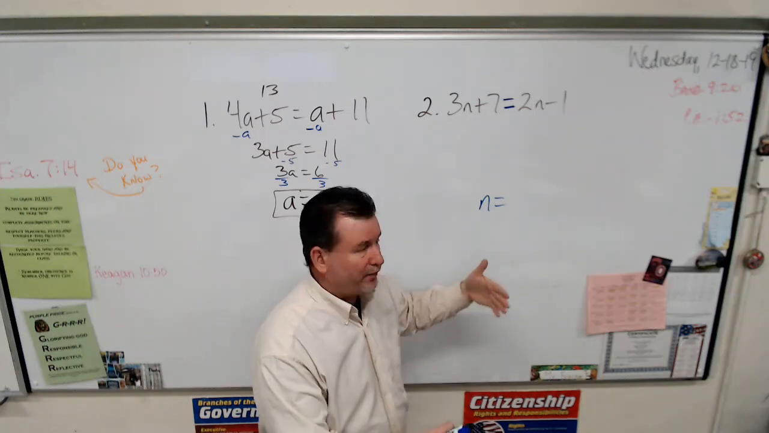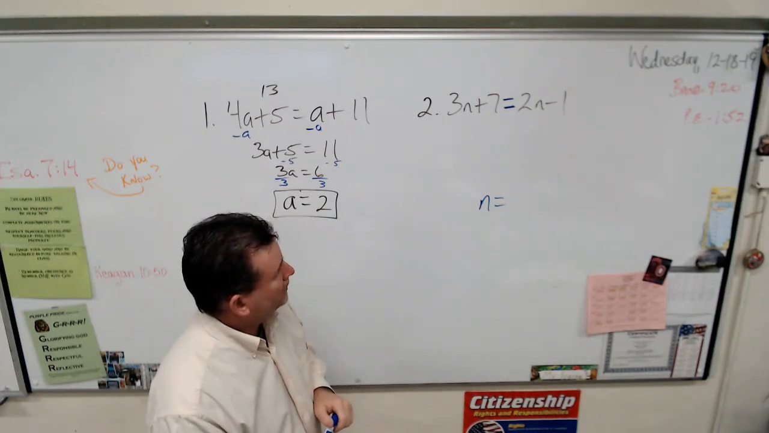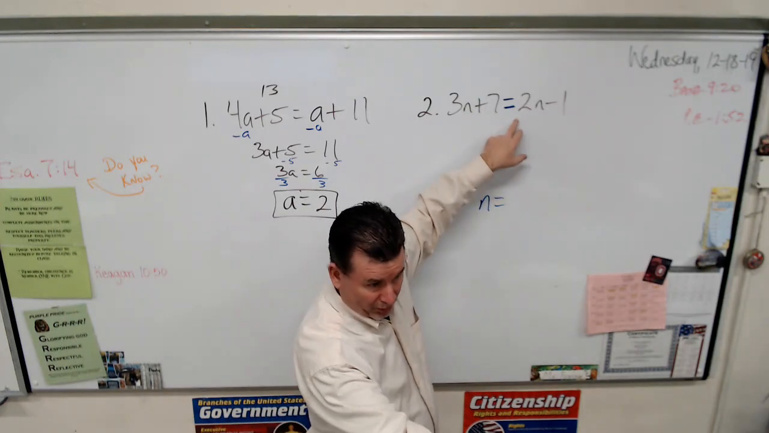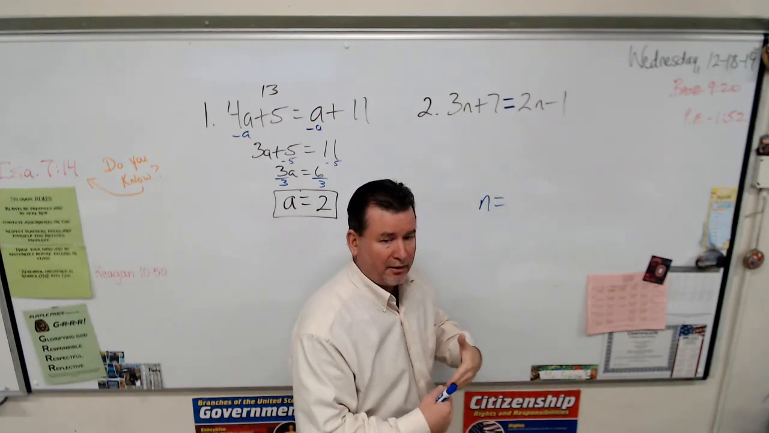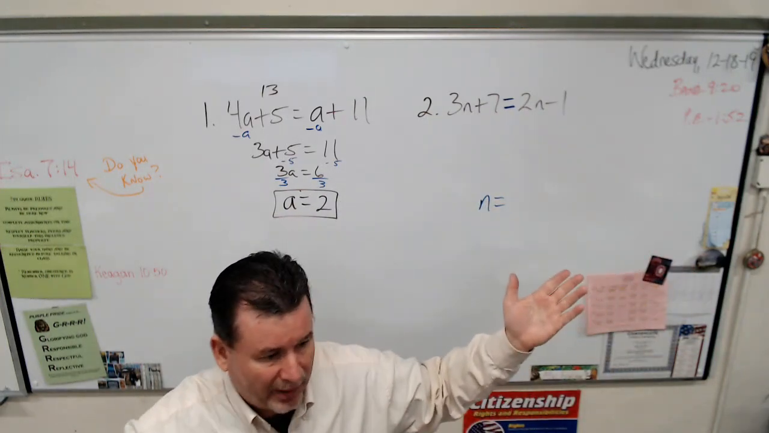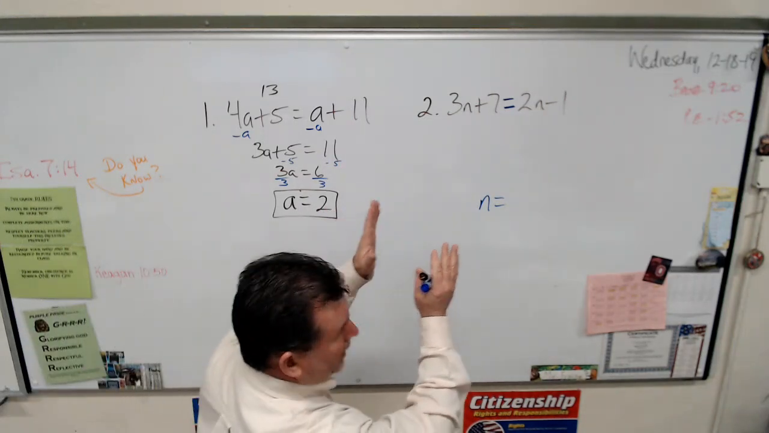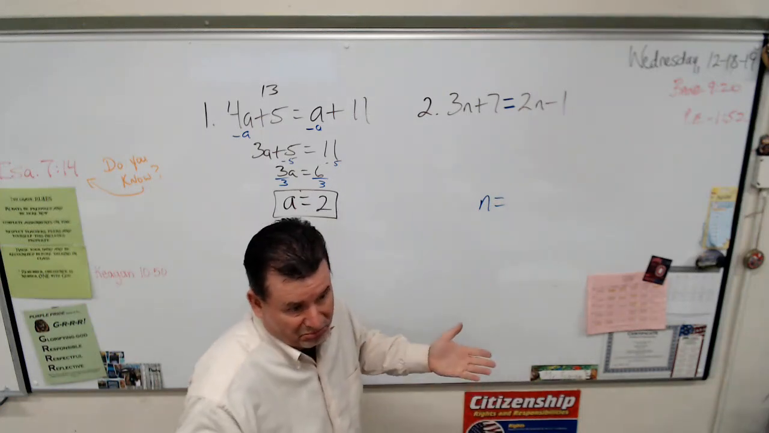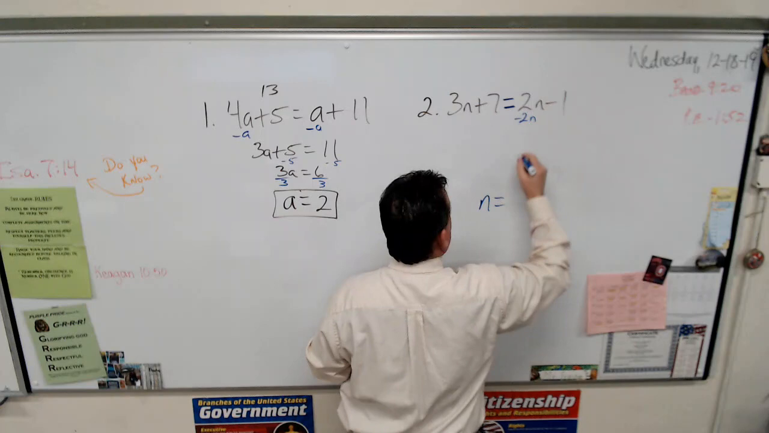So how do I get rid of 2n on that side of the equal sign? I would divide by 2 to get rid of the 2, but right now I just have 2n. If I had a positive 8, I would subtract 8. So I have a positive 2n. How do I get rid of it? Subtract 2n. So I subtract 2n here.